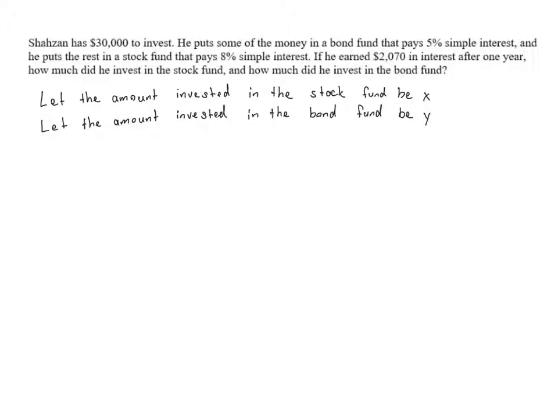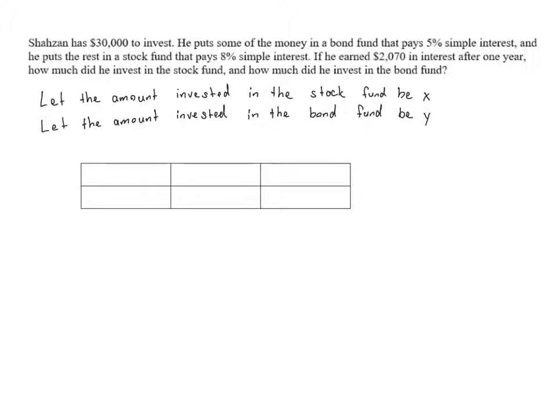And once we have our let statements, we're ready to set up a table to organize the information. For an interest problem, we know the relationship is principal times rate equals interest, so long as time is 1. And in all of the problems we'll do, time will be 1. So principal times rate equals interest. And the two different accounts were the stock fund and the bond fund. So I'm going to label the rows stock and bond. That's how we differentiate them. And then we'll fill in the chart.